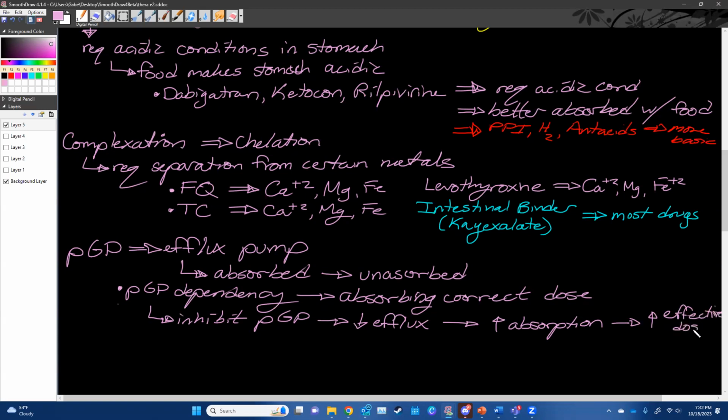So it's not the actual dose that we give, right? So for certain drugs like cyclosporine, we give cyclosporine knowing that P-glycoprotein is going to throw away 40% of it. But if we inhibit P-glycoprotein, then the effective dose is much, much higher, which can be pretty dangerous. Likewise, if you induce P-glycoprotein, you are going to increase efflux, which means we're going to decrease absorption. And so your effective dose goes down.